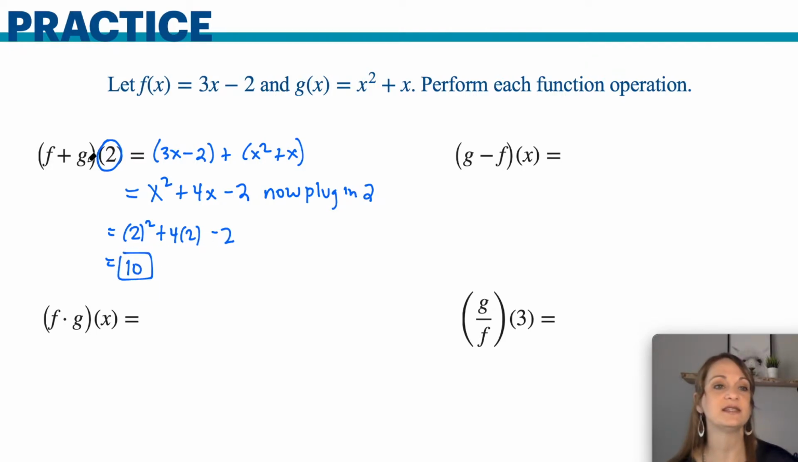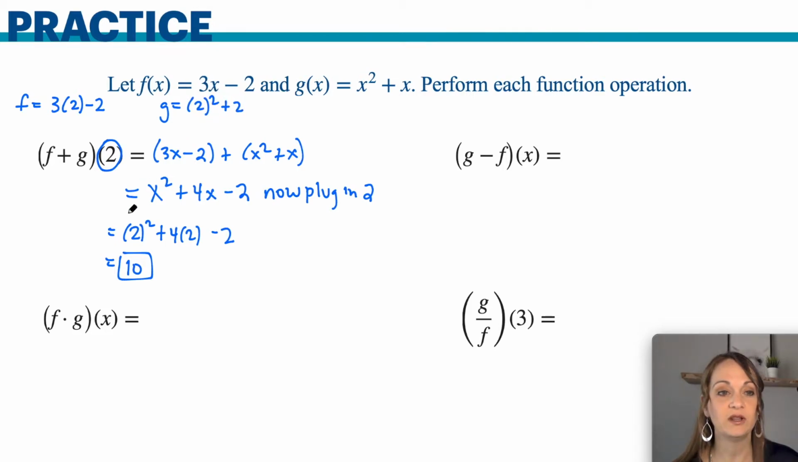Now the other way to do this is to plug 2 into each of these first. If I plug 2 into f and then into g, will I still get 10? Well, 3 times 2 is 6, 6 minus 2 is 4. 2 squared is 4, 4 plus 2 is 6. So if I add f and g together, 4 plus 6 did give me 10, so it worked. It doesn't matter what you do first. So that is when you want to plug a number in.